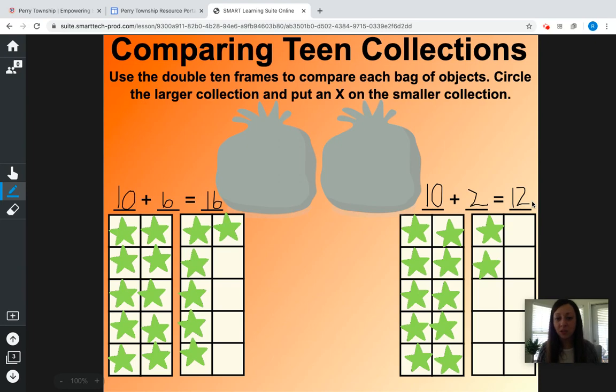Now we can compare them a little bit better. When they were in those bags, they were kind of hard to compare. Now we can. Which one is the smaller collection? Awesome. If you said 12, you are exactly right. So we'll put a nice big X through this one because this one is the smaller collection. We know 16 is bigger than 12. All right, let's try another one.